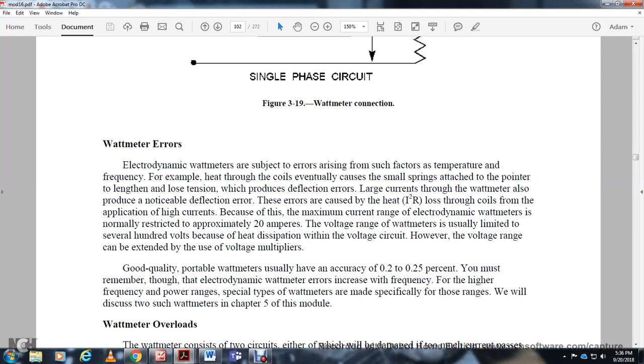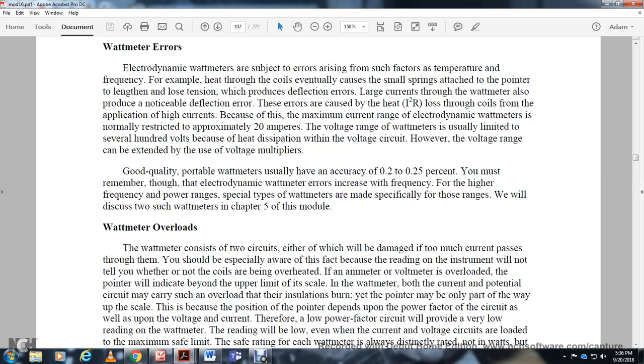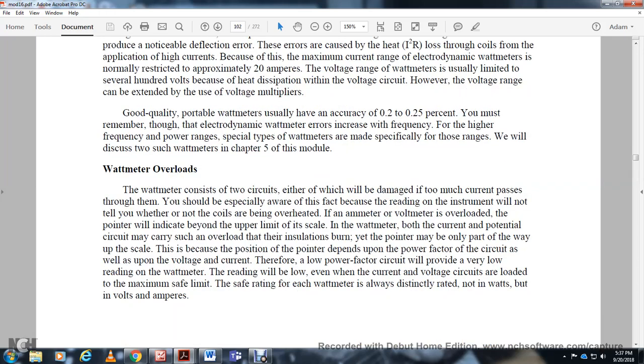The voltage range of the wattmeter is also usually limited to several hundred volts because of the high dissipation of the voltage circuit. However, the voltage range can be extended by using volt multipliers. Good quality portable wattmeters usually have an accuracy of 0.2 to 0.25 percent. You must note that the electrodynamic wattmeter error increases with an increase of frequency, so at high frequency power ranges a special type of wattmeter is made specifically for those ranges. We'll discuss two such wattmeters in chapter 5 of this module.